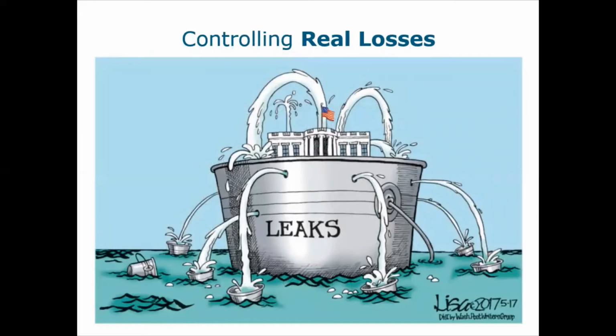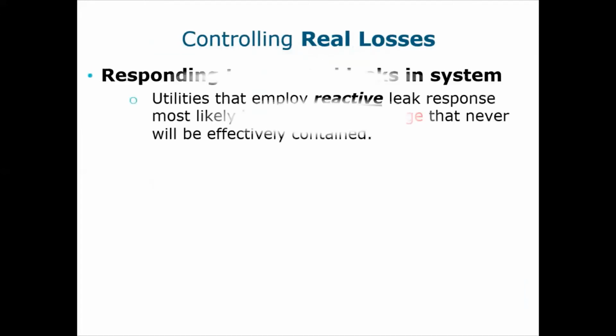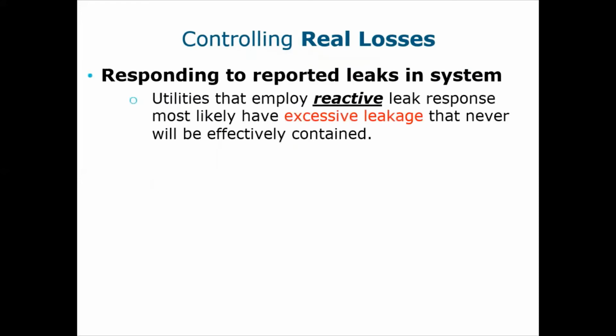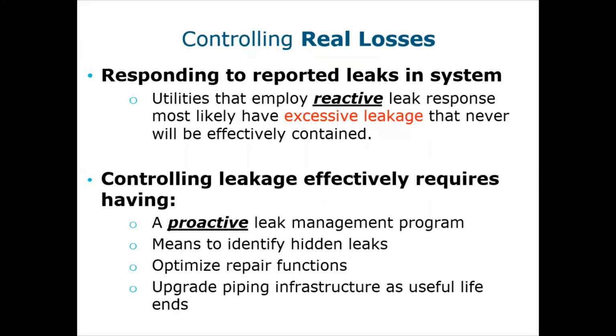Controlling real losses. Responding to reported leaks in systems. Utilities that employ a reactive leak response most likely have excessive leakage that never will be effectively contained. You're constantly chasing leaks out in the system. So controlling leakage effectively requires having a proactive leak management program, means to identify hidden leaks, optimize repair functions, upgrade piping infrastructure as useful life ends.